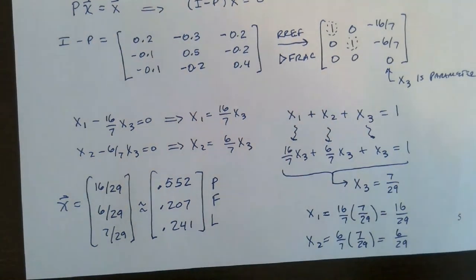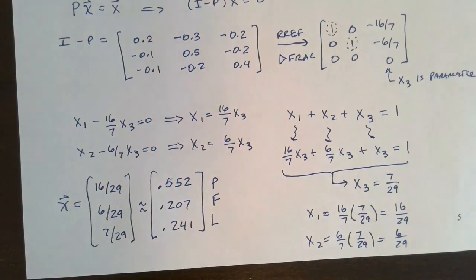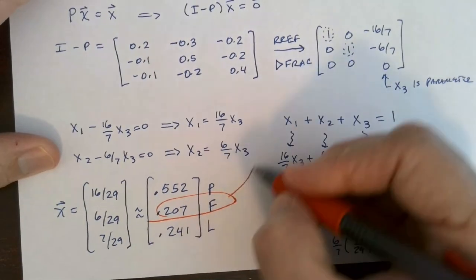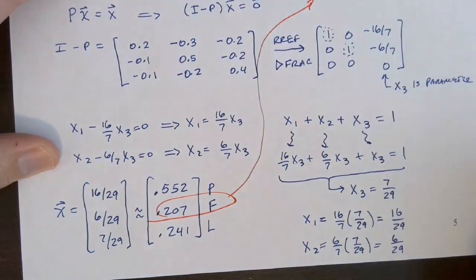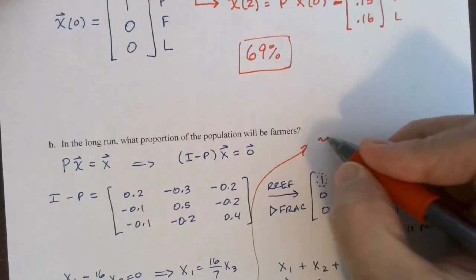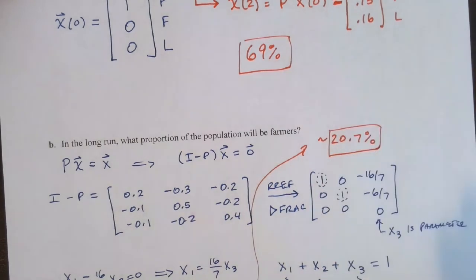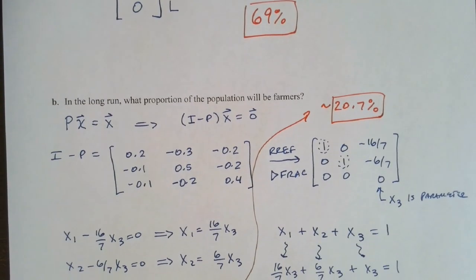So these are the steady state. So what is our society approaching in the long run? What proportion will be farmers? Right? About 20.7%. Okay. So again, very useful.